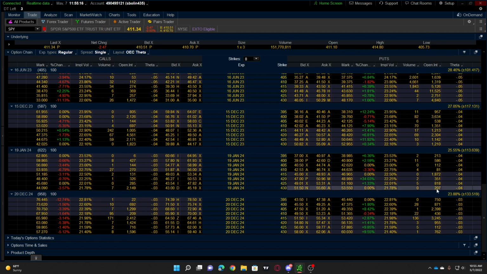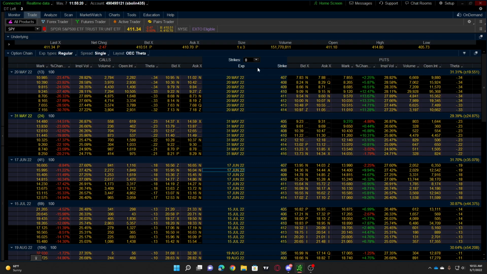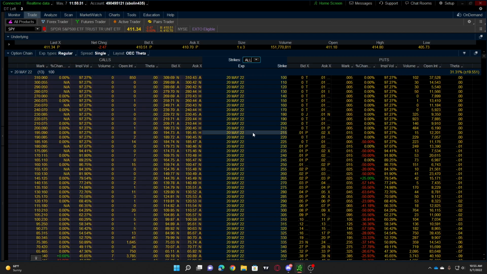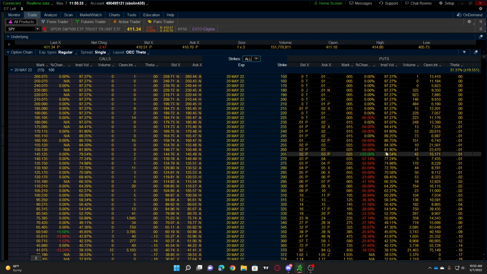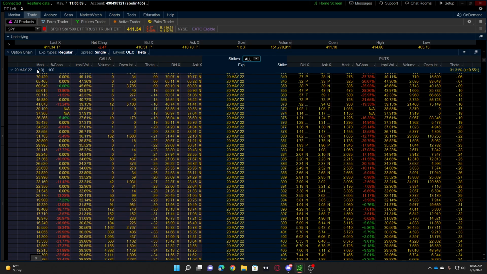So what's that tell us? Well, it tells us that when we get closer to the money, we can actually see the representation of where theta is applied within the options themselves, right? So I'm going to open this up to all options for a moment. And what that ends up doing to us is we see every single strike available for SPY. And we're looking at 13 days to expiration.